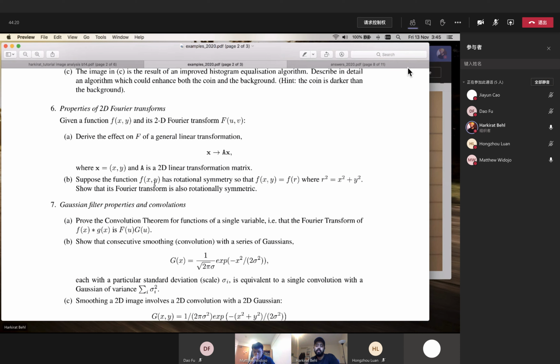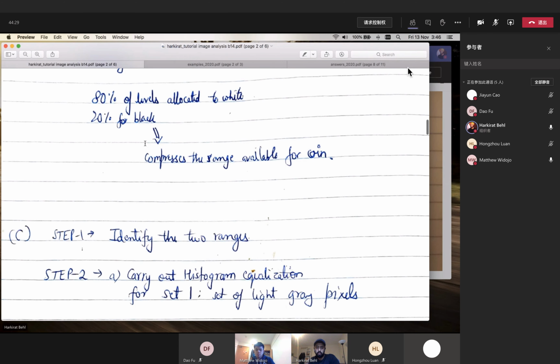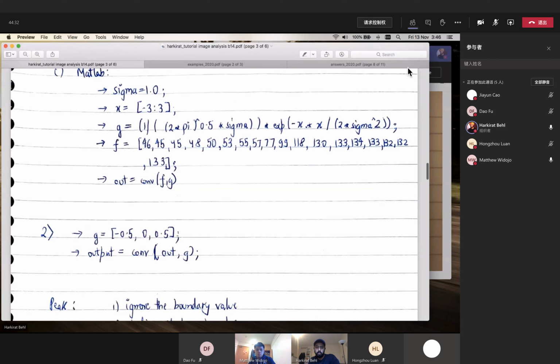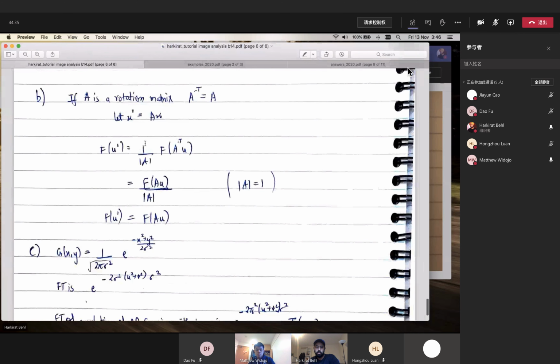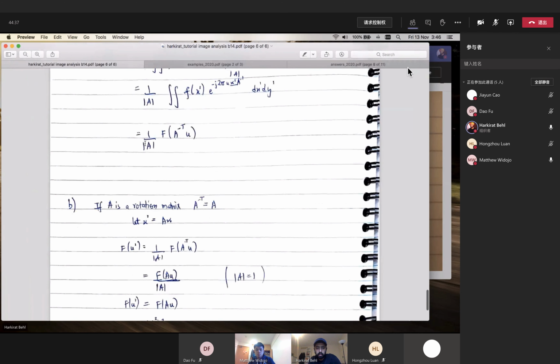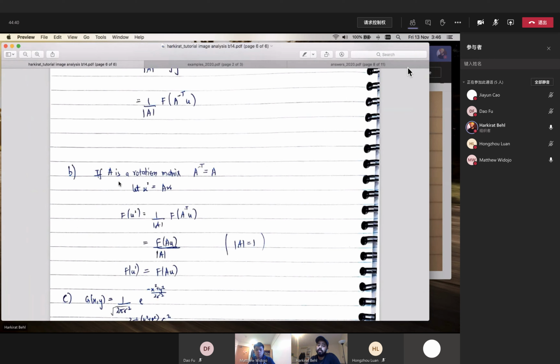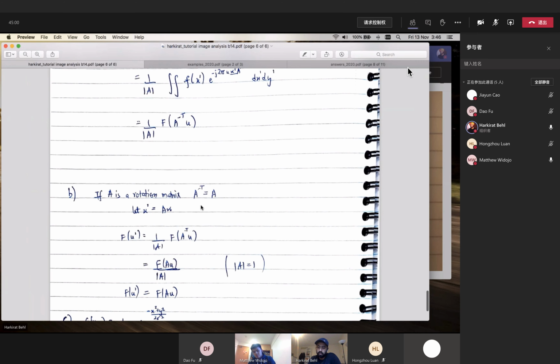The second part, B, within this question is that there's rotational symmetry. So what happens in rotational symmetry is that, let's say that A is a rotation matrix. So there are certain properties. I think it is in your lecture slides that you were shown how to write a rotation matrix in terms of cos theta and sin theta. So you can write your rotation matrix in terms of cos theta and sin theta. When you do that, there are certain properties that will come out. The first property is that the determinant of A is 1. The second property is that A inverse transpose is equal to A.